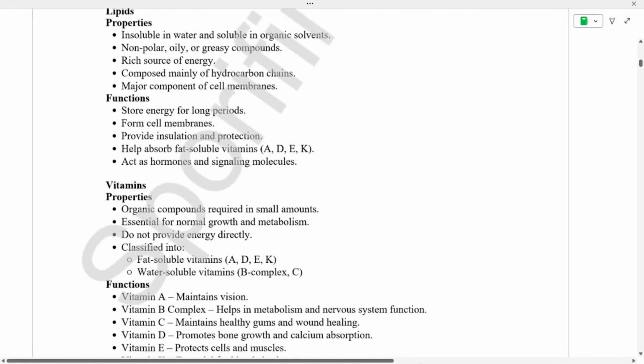Next is about the lipids. Lipids are what? Insoluble in water, soluble in organic solvents. They are non-polar, oily or greasy compounds, a rich source of energy, again like carbohydrates, and composed mainly of hydrocarbon chains.